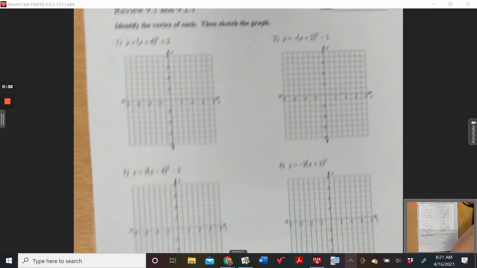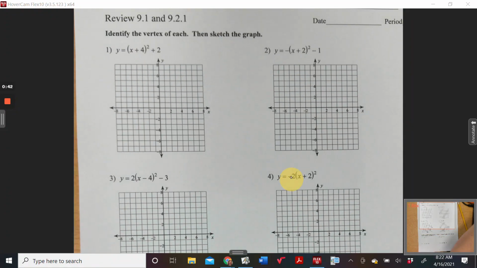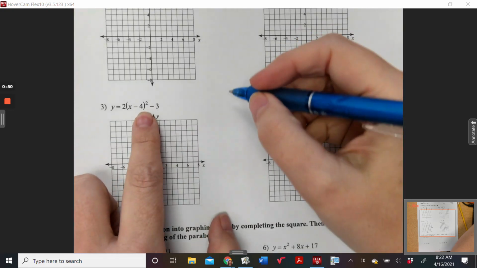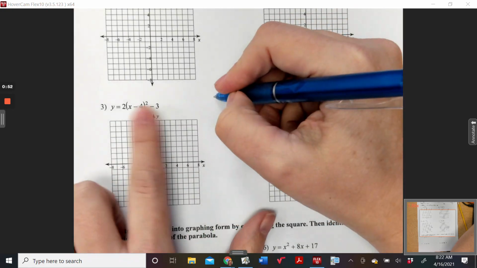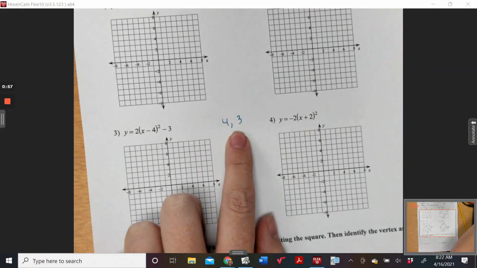I was going to start with problem number 3. The direction stated graph and identify the vertex, then graph. We will go ahead and do that. We will start with identifying our vertex. We know our vertex involves the numbers 4 and 3. X is 4 and Y is 3. Now the question is, what are the signs of those numbers?